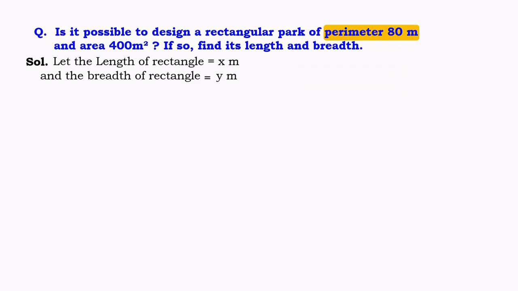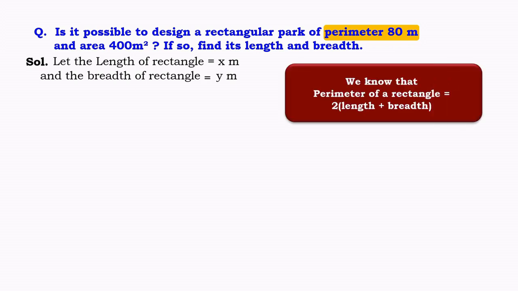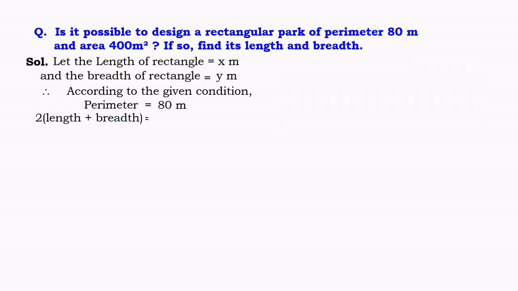We know that the perimeter of a rectangle is equal to 2 times the sum of its length and breadth. According to the question, the perimeter is 80 meters. Using this information, let us form our first equation. According to the given condition, perimeter equals 80 meters. Therefore, 2 multiplied by length plus breadth equals 80.